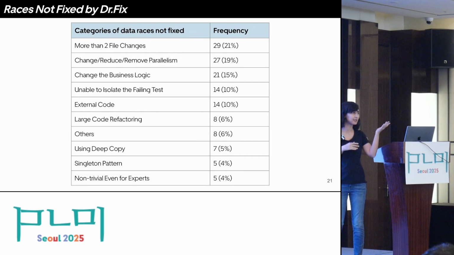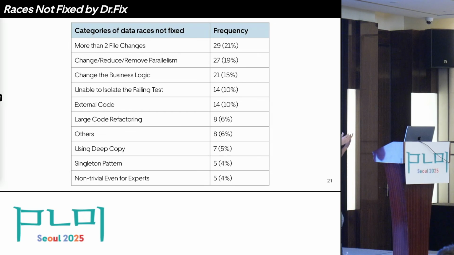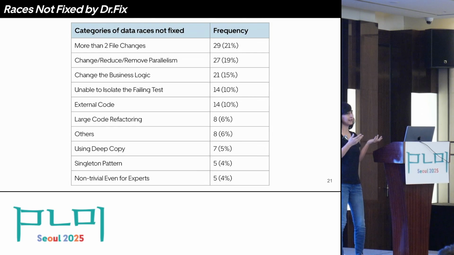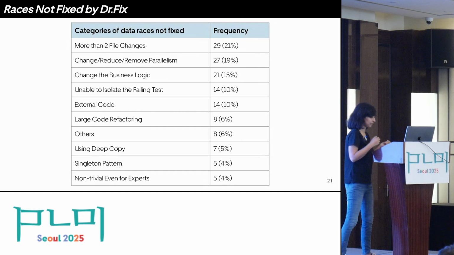There were some cases where the fix was in an external library, or some large code refactorings that the developers have done. So as you can see, for some of these categories, like changing the parallelism or changing the business logic, they might not be the easiest for the automated tool because they heavily rely on the intent of the developers, which might not be easy to extract automatically.